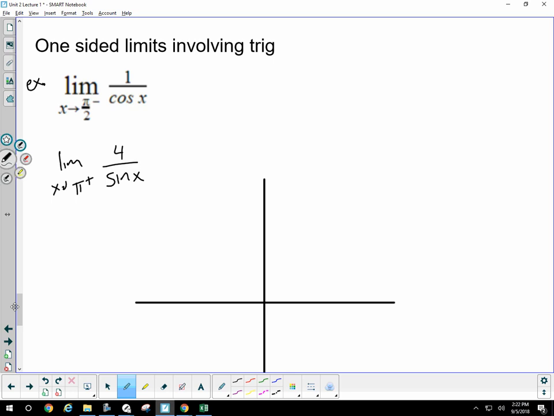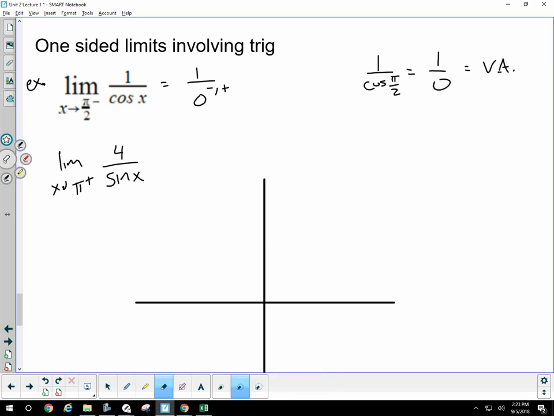Well, let's do some stuff with trig functions. Trig functions sometimes have asymptotes. 1 over cosine x will have some vertical asymptotes. It will have a vertical asymptote at pi over 2 because 1 over cosine of pi over 2 is 1 over 0. That's an indication of a vertical asymptote. Well, the problem is, am I going to be approaching 0 from the left or from the right? How are we going to get there?